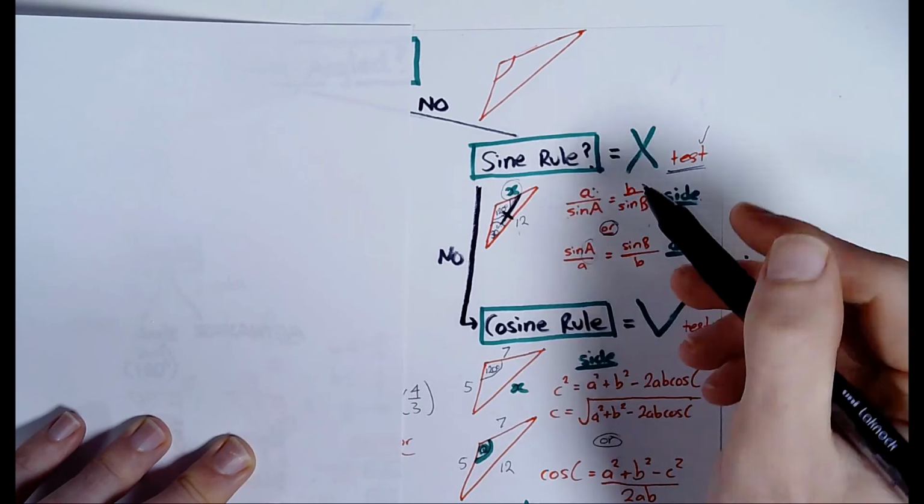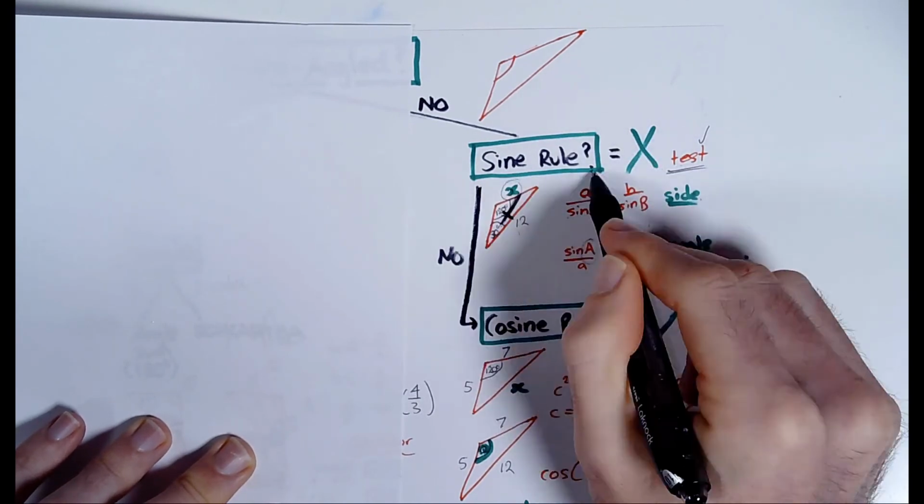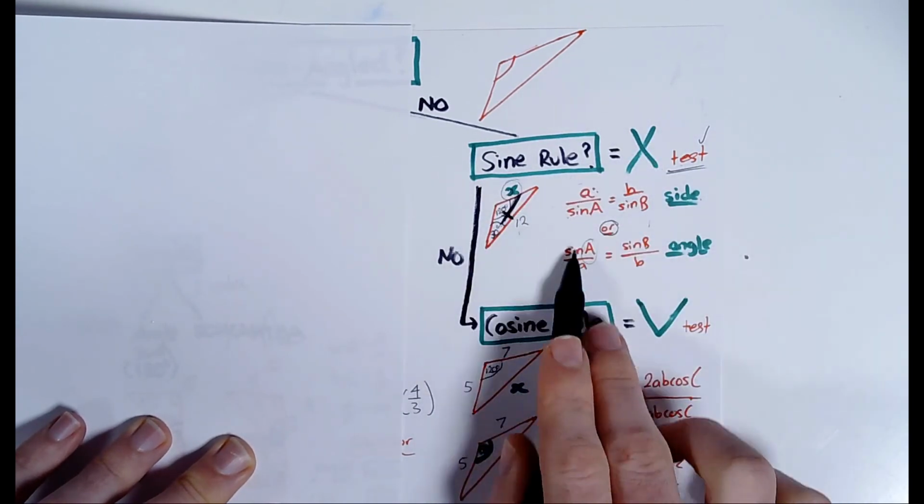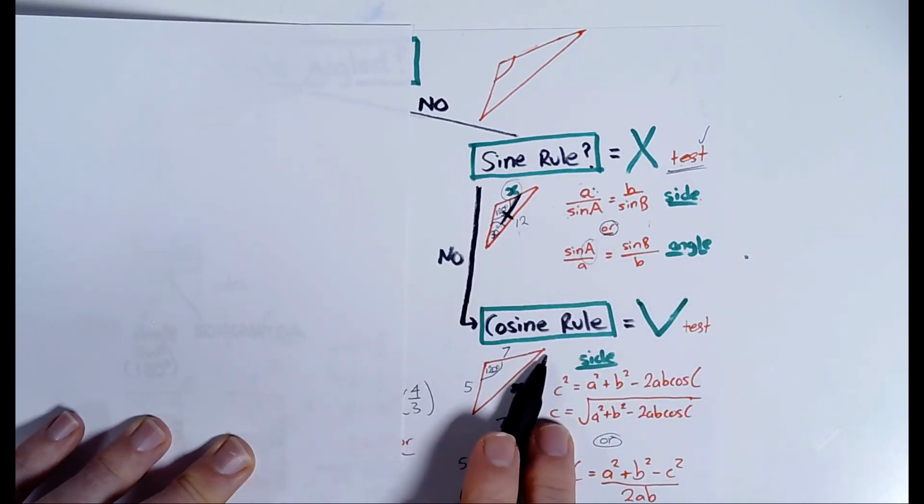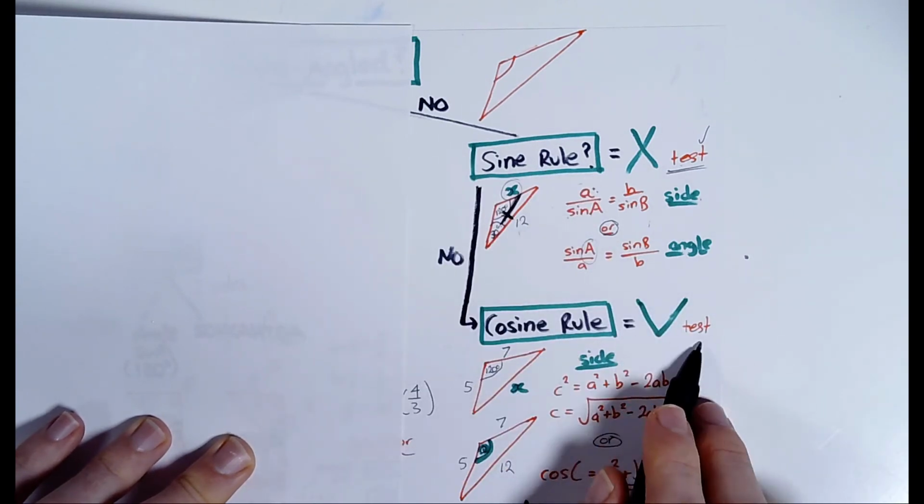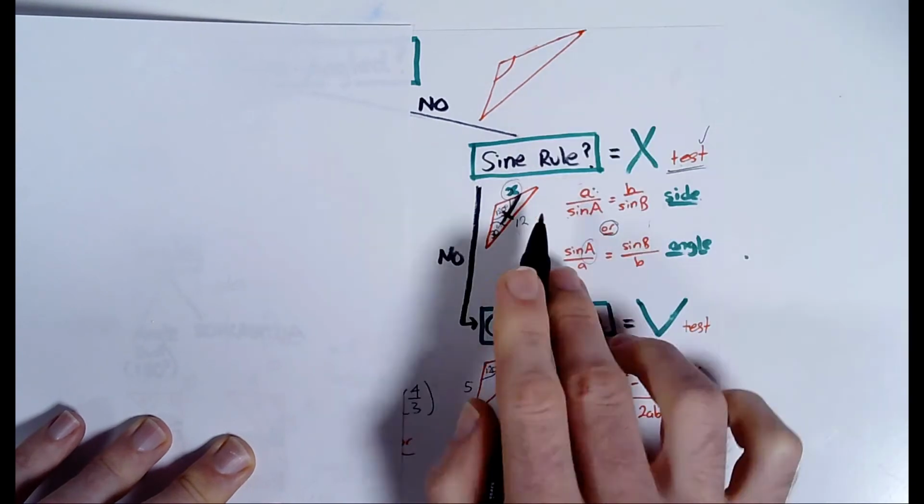And if you can't satisfy this X test for the sine rule, and again, you just apply it in the way I showed you here, and I'll show you an example in a second, you would then go down to the cosine rule, which is a V test. But quickly showing you an example here of how to use the sine rule.